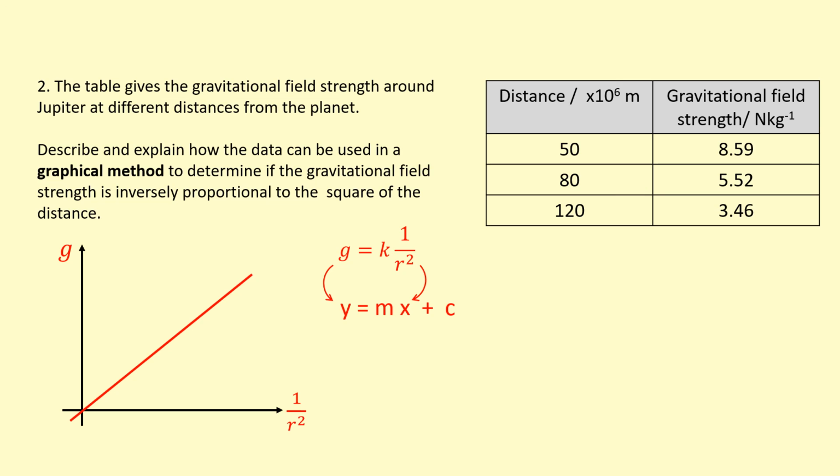Now you can see there's no intercept. This should be going through the origin. If it doesn't go through the origin, then you know either this data doesn't follow the inverse square law or we've collected the data incorrectly. And the gradient should be a constant, which is k there. So if we test this, we should get a straight line.